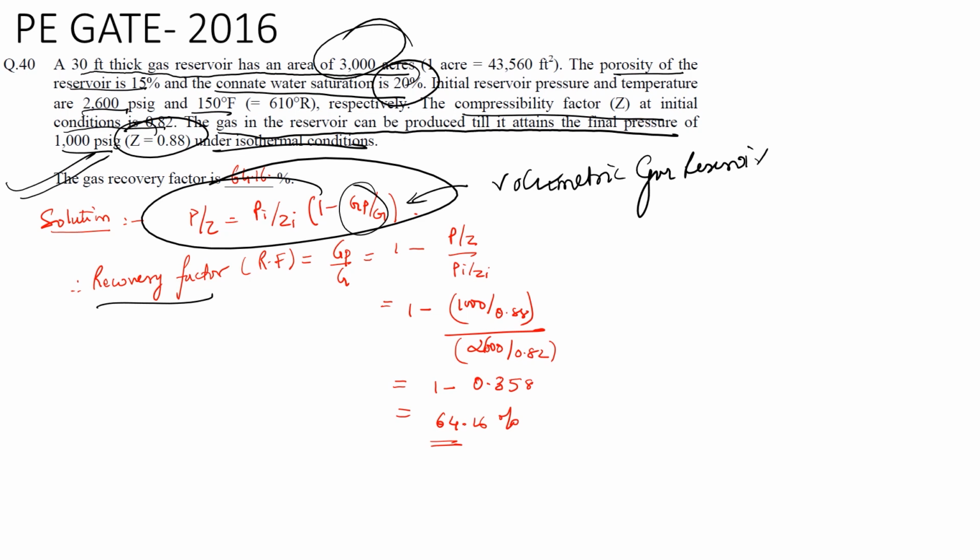So on rearranging the formula and taking Gp by G as the subject of the equation, I got this. Now I have to place the values given in the question, and on placing the values my final answer would be 64.16%. It's a very simple numerical, but over here most of the data given is redundant in nature.